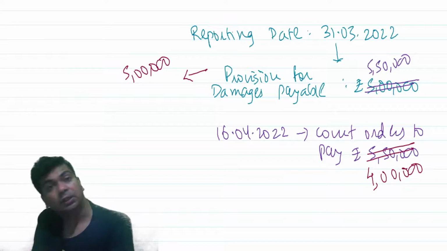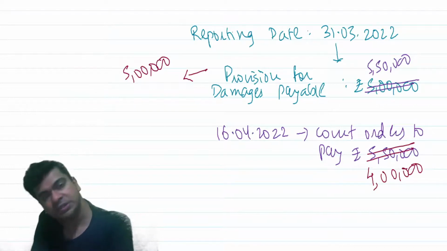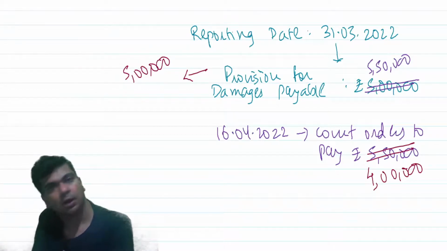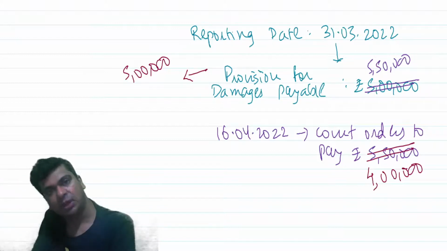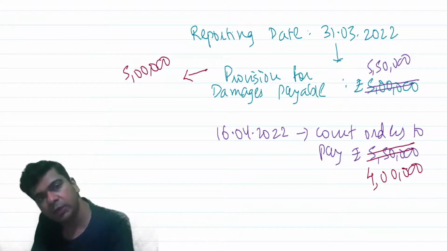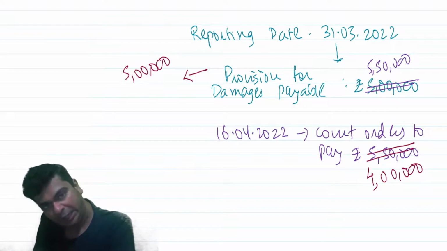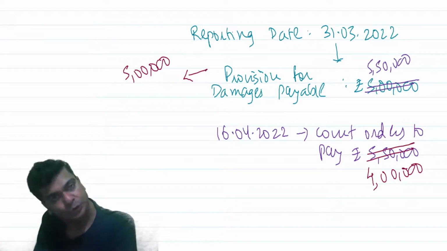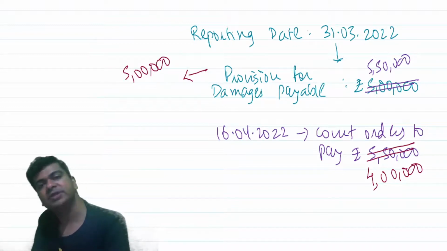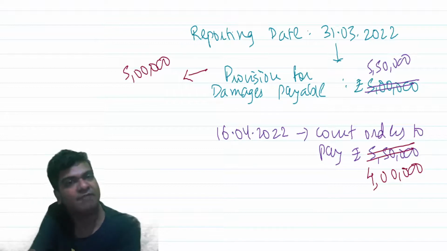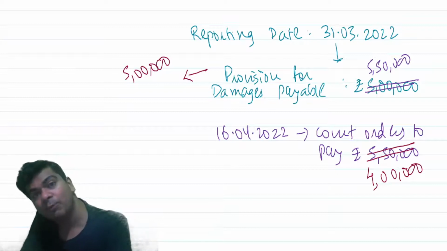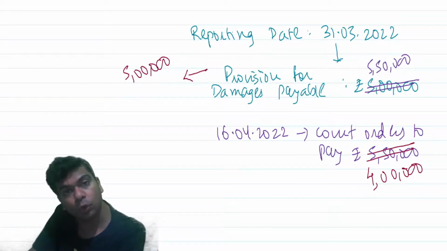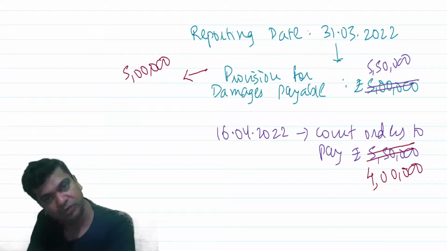Were the circumstances existing on the reporting date? The event is the court judgment is out. Were the circumstances prevailing on the reporting date? Yes. On the reporting date, 31st March 2022, I knew that there is a pending lawsuit for which, based on my lawyer's advice, I have recognized a provision of 5 lakhs. But now I am supposed to pay only 4 lakhs. I have over-provided 1 lakh. I am allowed to reduce the amount of the provision.